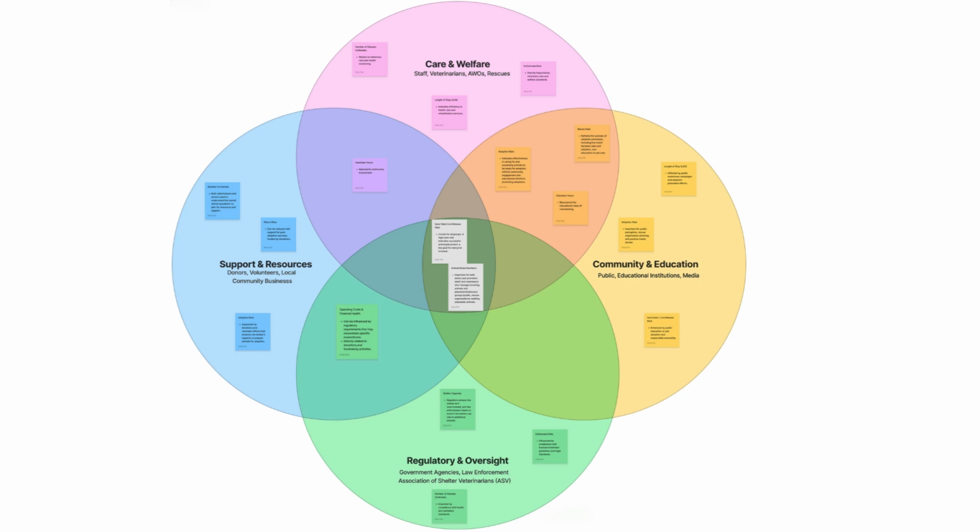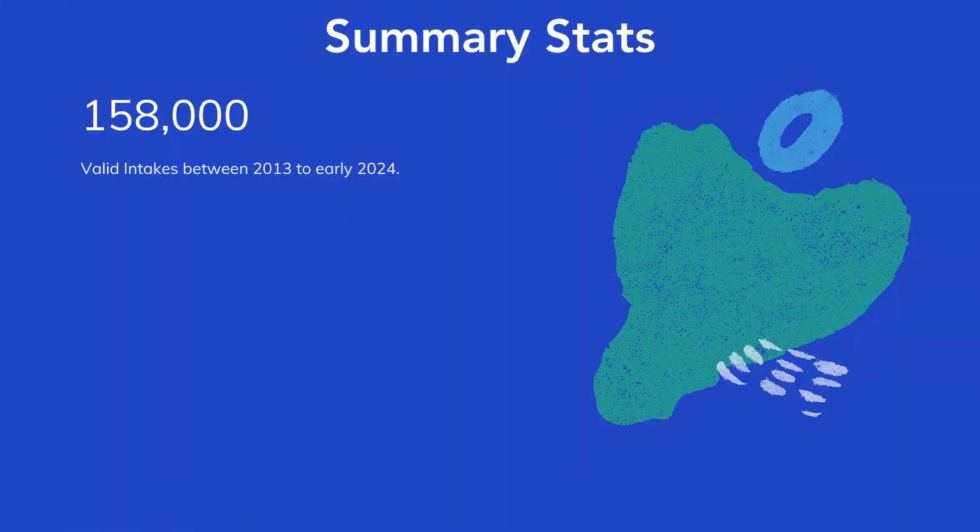As I mentioned, each stakeholder would have a need for a particular KPI that's important for them to fulfill their duty within the ecosystem. Within our presentation, we'll be looking at several of these KPIs, such as the adoption rate, save rate, length of stay at the shelter, and even the shelter capacity. So let's get started with our analysis. We'll begin with some summary statistics.